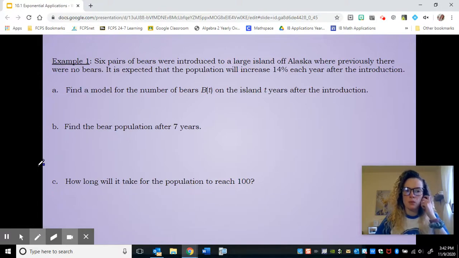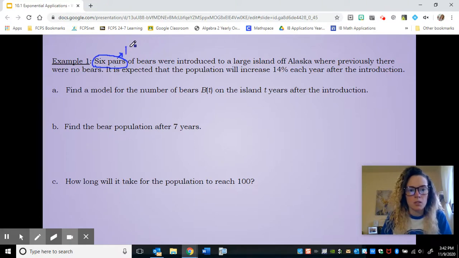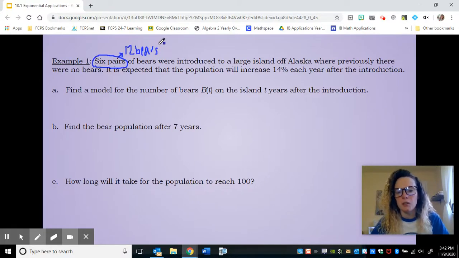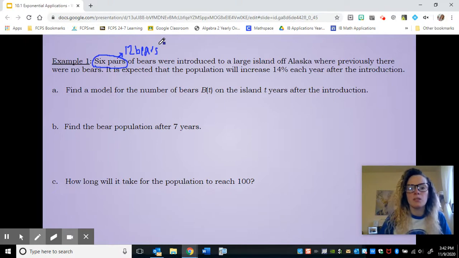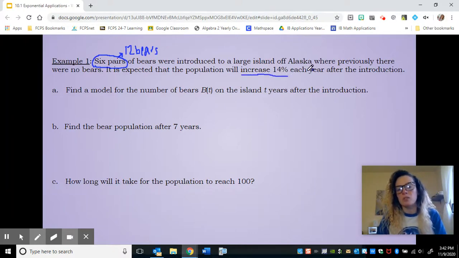Right, example number 1, we have 6 pairs of bears. So actually, even before I get further into this, I'm going to note that 6 pairs, pair meaning 2. So I'm actually talking about 12 bears total. So 12 bears were introduced to a large island off Alaska where previously there were no bears. So we now know that these are the only 12 in existence on this island. It is expected that the population will increase by 14% each year after the introduction.